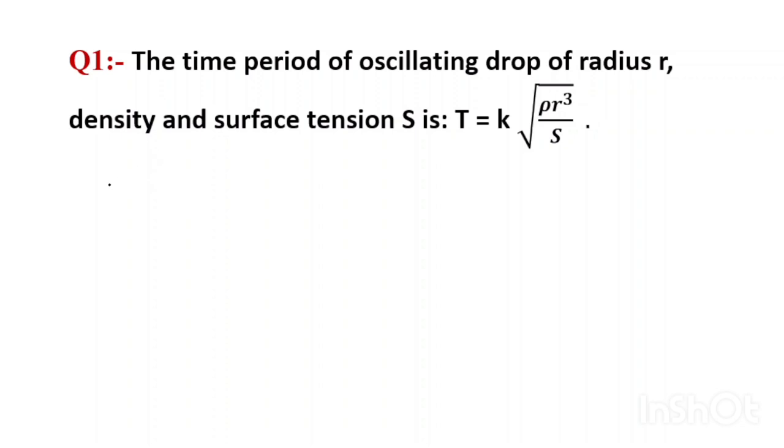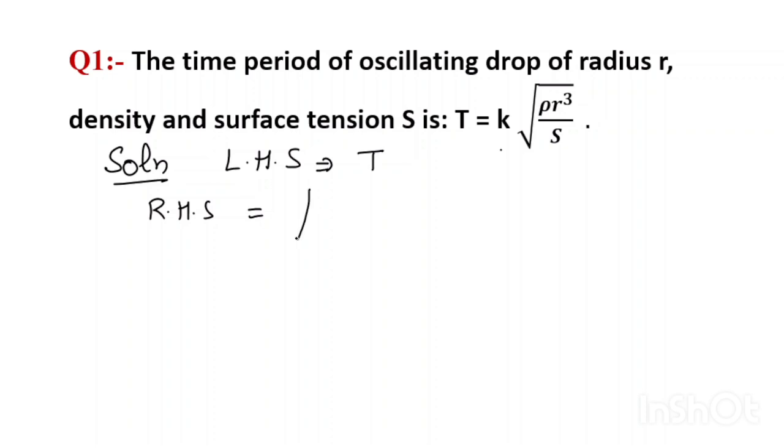Now we will start to check the correctness of the physical relation. The time period of an oscillating drop of radius r, density rho and surface tension S is given by T equal to K root rho r cube upon S. Now on the left hand side, this is the time period and the dimension of time period is T. Now come to right hand side.